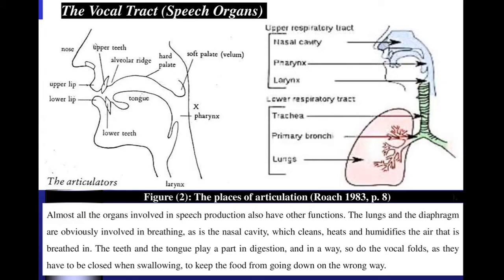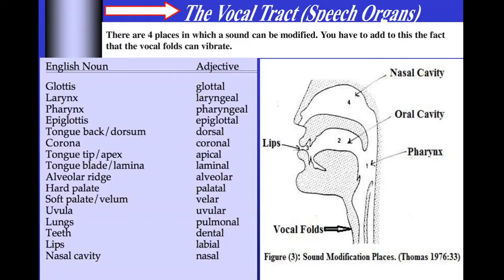The lungs, for example, and the diaphragm are obviously involved in breathing, as is the nasal cavity, which cleans, heats, and humidifies the air that is breathed in. The teeth and the tongue play a part in digestion, and in a way, so do the vocal folds, as they have to be closed during swallowing to keep food from going the wrong way to the lungs.